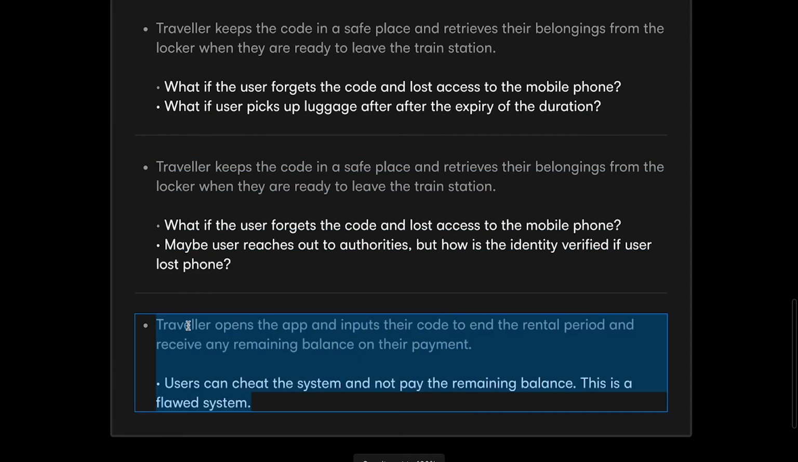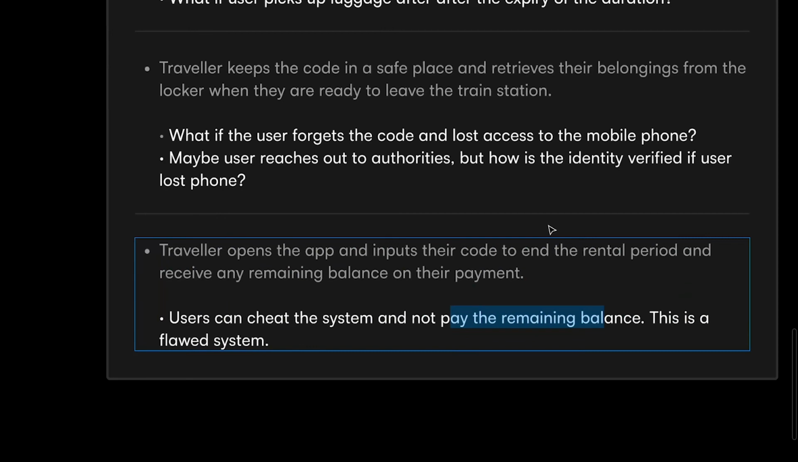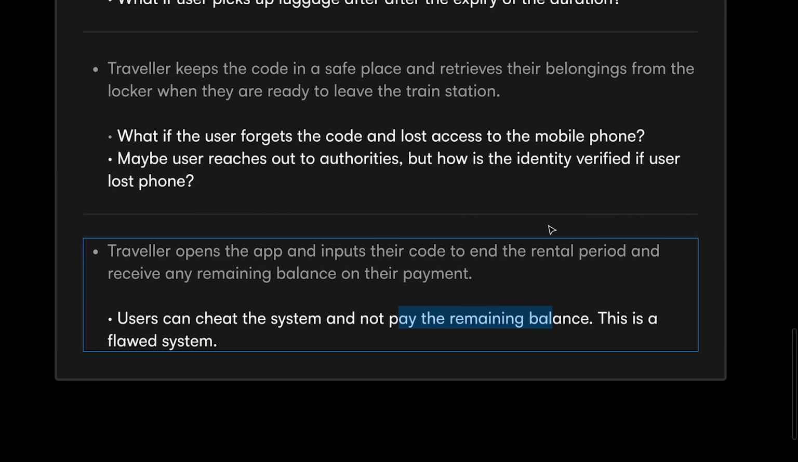And finally, the traveler opens the app, inputs the code, and ends the rental period. Yes, of course, the users would cheat the system and not pay for the remaining balance. This is a flawed system. So again, basically repeating what we saw over here is that if you book for 4 hours and then you take out your things after 5 hours, right? So you should be charged for that extra 1 hour, right? But then here it says that the traveler should input the code to end the rental period, right? So that means the users can cheat the system and not pay for that additional 1 hour, right? So how are you going to solve this problem?